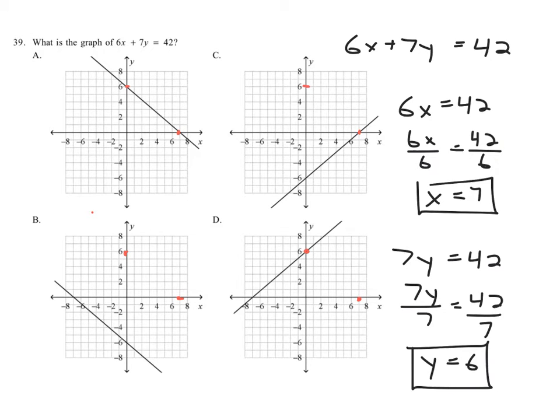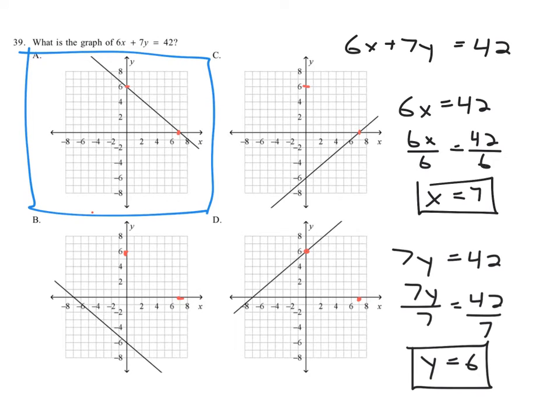Only one of them goes through both of those intercepts, the x-intercept and the y-intercept. And of course, as you can see, that is A. So this equation is the right answer. So again, quick trick: if I set that equal to 42 and solved it out, I would find out where it crosses the x-axis. The variable that's left is the axis it's crossing, and the number that you get is where it's crossing it. If you did the same thing and took that chunk equal to 42 and simplified it, you'd get y equals 6, meaning it's going to cross the y-axis at 6.